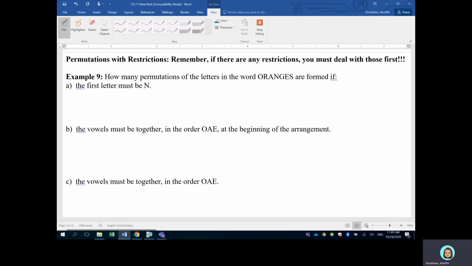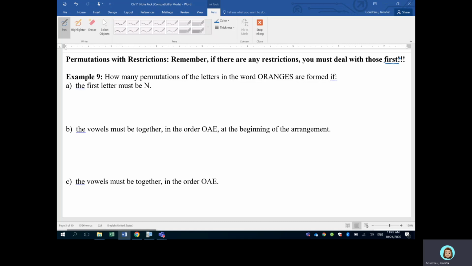In the second part of 11.1, we are going to look at permutations with restrictions and permutations with repeating items. What we have to remember with permutations with restrictions is that we have to deal with the restrictions first. So what we are going to do is set up our blanks, decide where the restriction is, go to that blank, figure out the number of choices for that blank, and then arrange the other items around it.